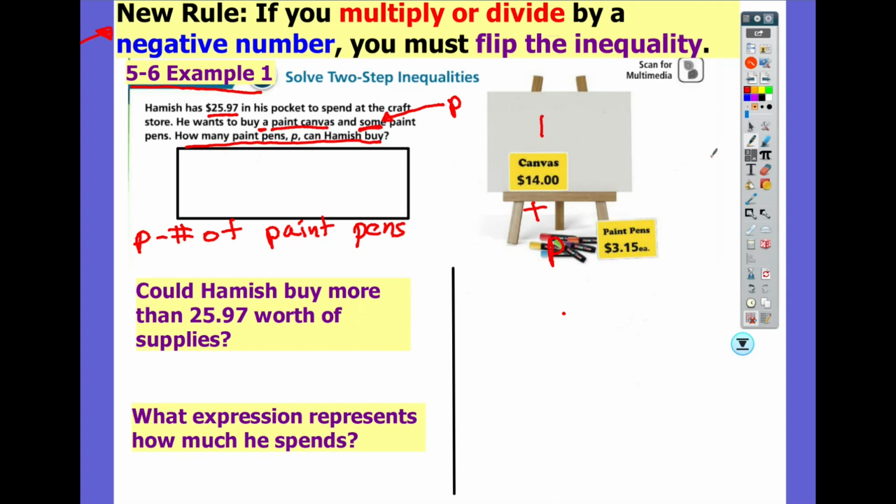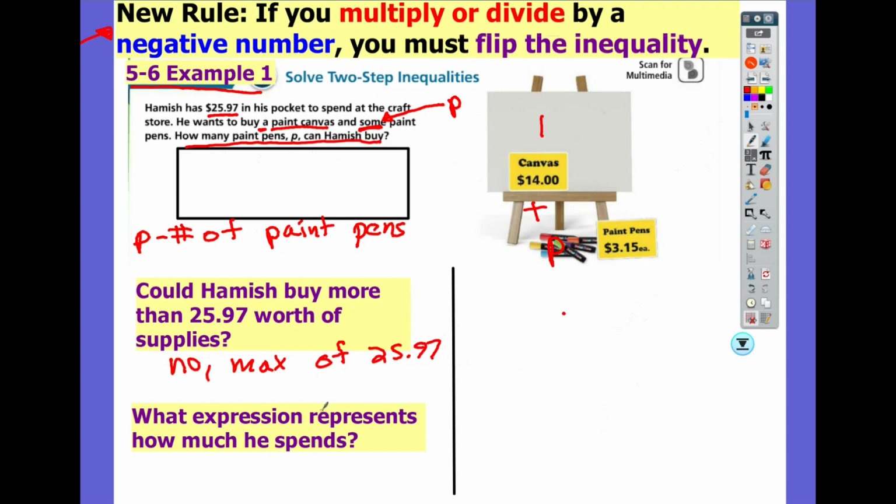So I think you can answer this on your own, but since this is a video, we're going to have to answer it through the video. We're going to say that's no, because that's the max. You can't spend more money that's in your pocket. They're not going to let you owe money to the craft store. And so, no, we'll say the max of $25.97. Can't owe the craft store.